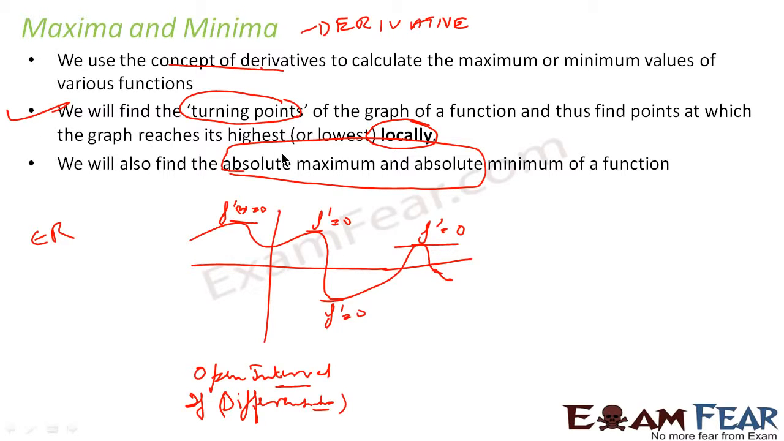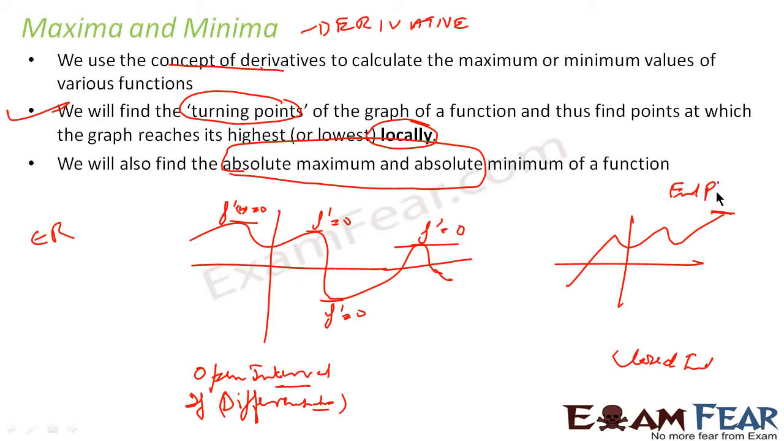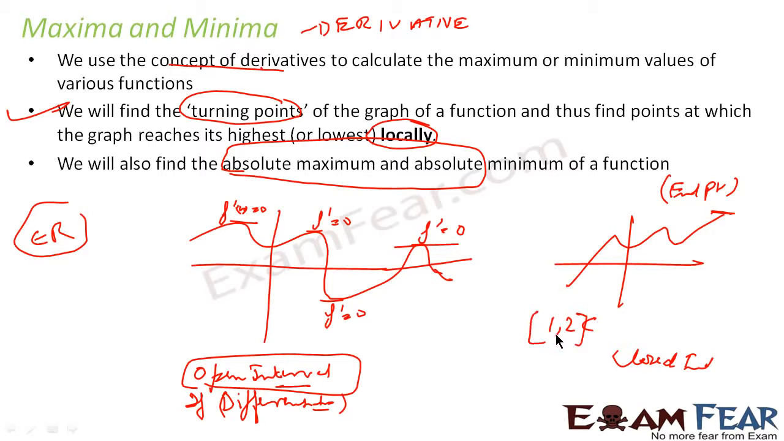The moment you talk about absolute, I talk about closed interval, because see what happens is, if I have my function like this, we have two turning points, but if you see, the maxima is still this. It is not the turning points. The maxima is the end point. Maxima can be an end point, but when you talk about open interval, there are no end points, right? Because the domain is all R, there is no end point. But suppose the domain is 1 to 2, then you have end points.